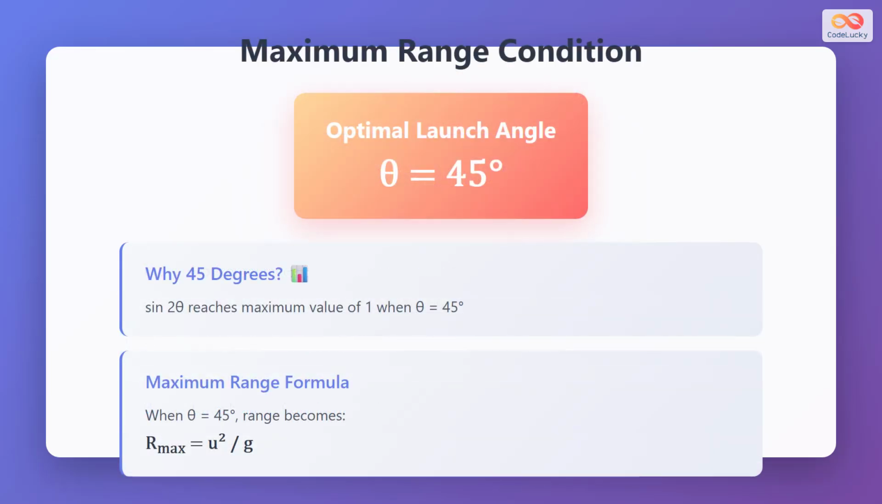Here's an interesting question. At what angle should we launch a projectile to get the maximum possible range? The answer is 45 degrees. But why is this the optimal angle? It comes down to the sine 2 theta term in the range formula. The sine function reaches its maximum value of 1 when the angle is 90 degrees. So if sine 2 theta equals 1, then 2 theta must equal 90 degrees, which means theta equals 45 degrees. At this optimal angle, the range formula simplifies to R maximum equals U squared divided by g. This means 45 degrees gives the perfect balance between horizontal and vertical motion to achieve maximum distance.